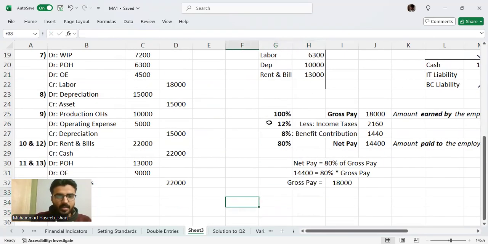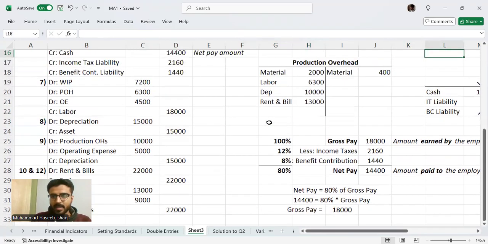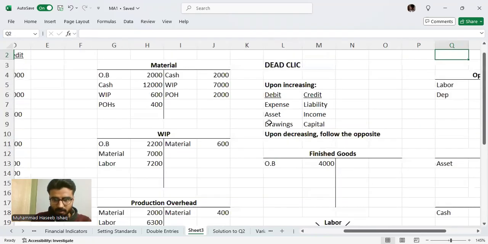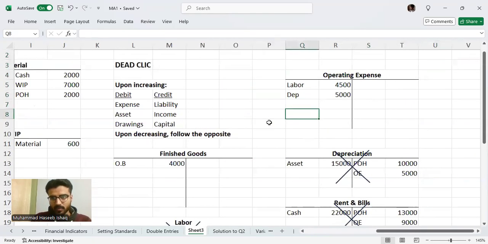13,000, right? And then the operating expense account, we have to debit it by 9,000. Where was operating expense? Here it is. So 9,000, we have to debit it, and then we have to write the name of the account, which was the rent and bills account, right? So this has been completed now.